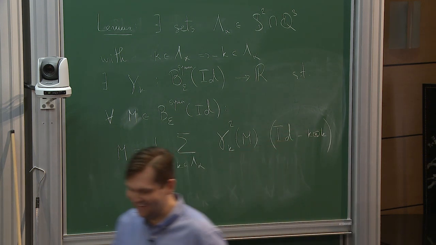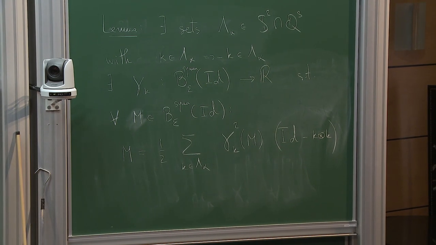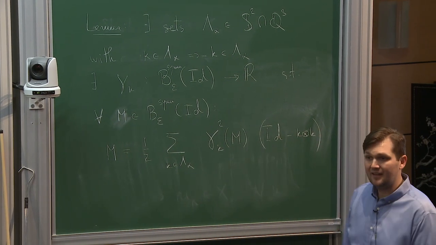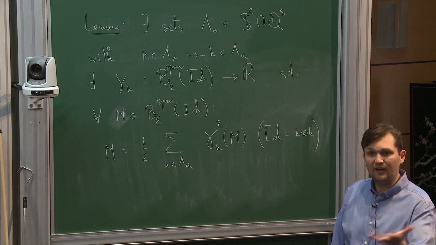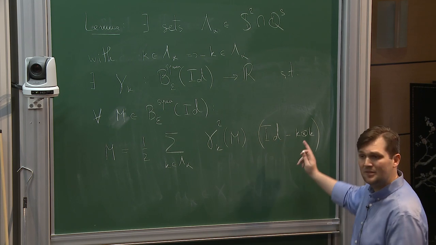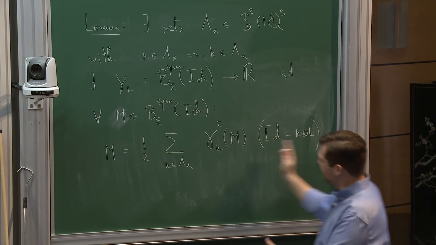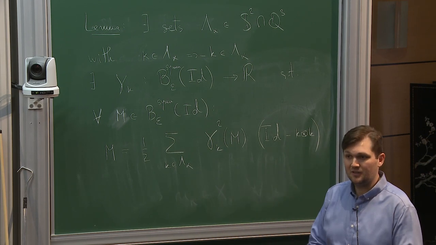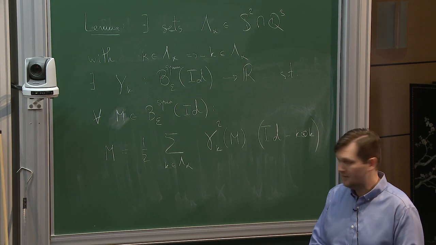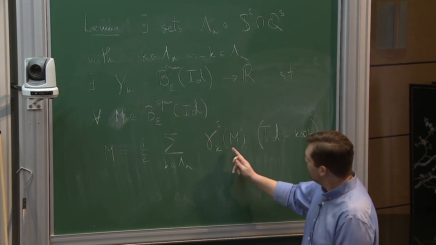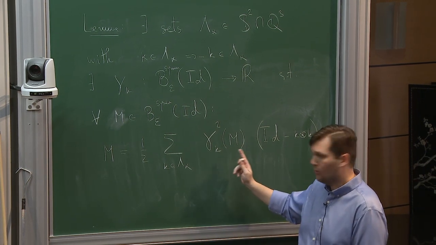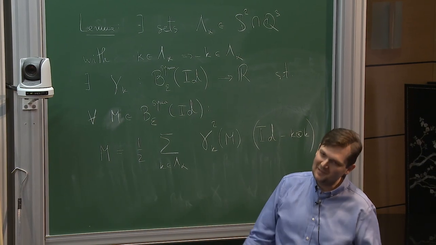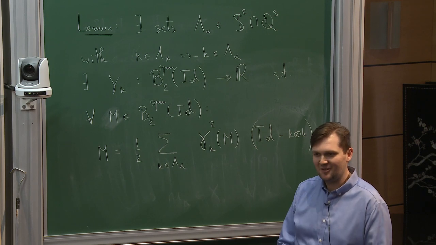What does this lemma say? I have a basis of symmetric matrices given by identity minus k tensor k. So k is some vector on the unit sphere. This is some symmetric matrix. What this is saying is that this set of matrices forms a basis for the space of symmetric matrices around the identity. And moreover, this basis, you can do it with very smooth coefficients as long as it remains close to the identity. And you can easily believe this because it's just the implicit function theorem.